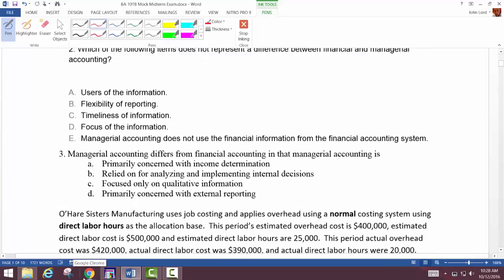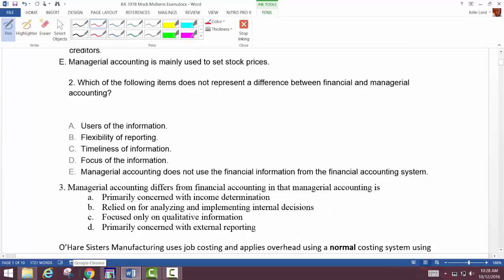So let's take a look at this one. Which of the following items does not represent a difference between financial and managerial accounting? Managerial accounting does not use financial information from the accounting system. Obviously it does. We've been dealing with debits and credits, right? On the Scantron, no. The answer is D. On the Scantron, I said the answer is D. Number 2?